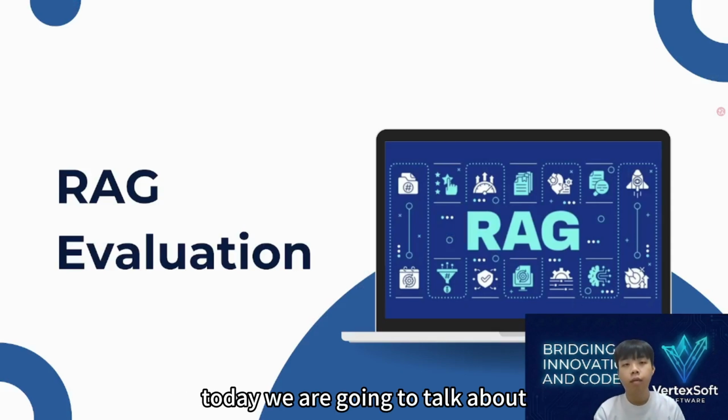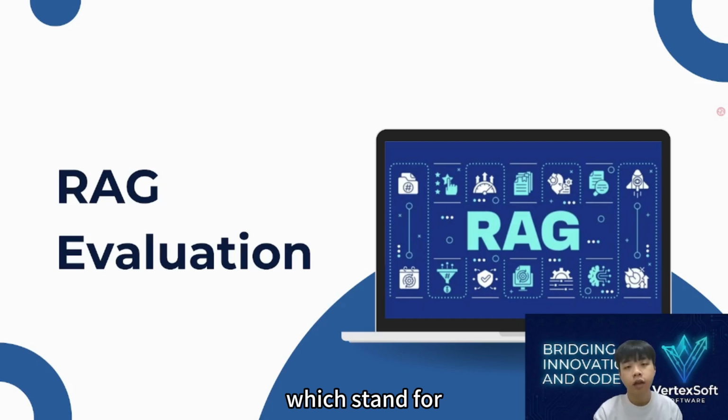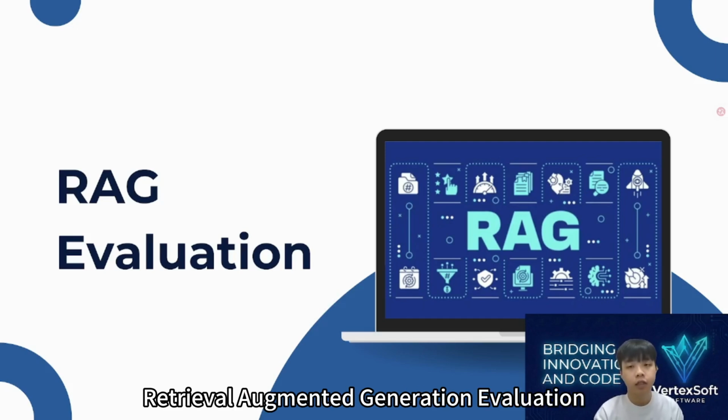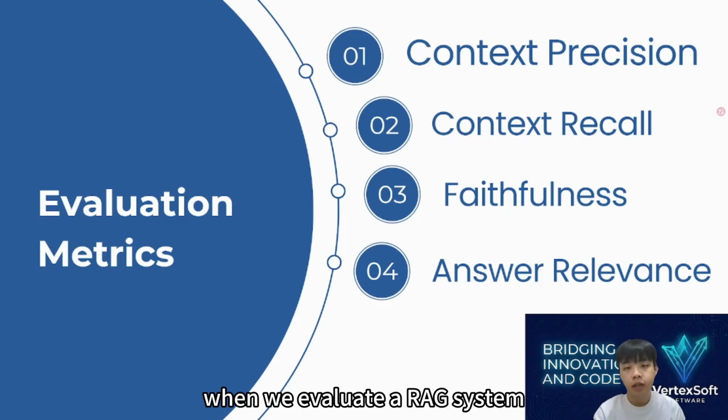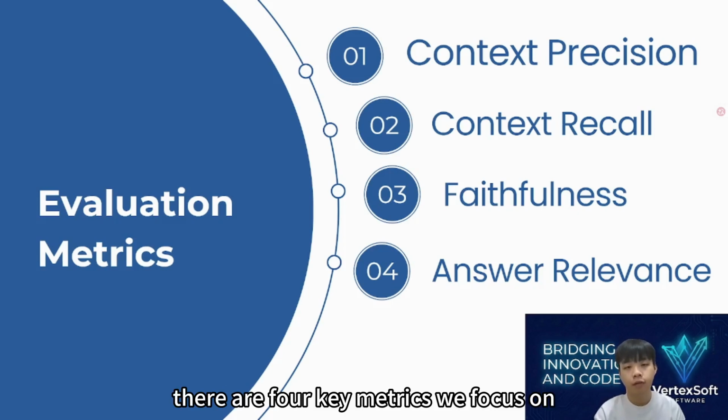Today we are going to talk about RAG evaluation, which stands for Retrieval Augmented Generation Evaluation. When we evaluate a RAG system, there are four key metrics we focus on.